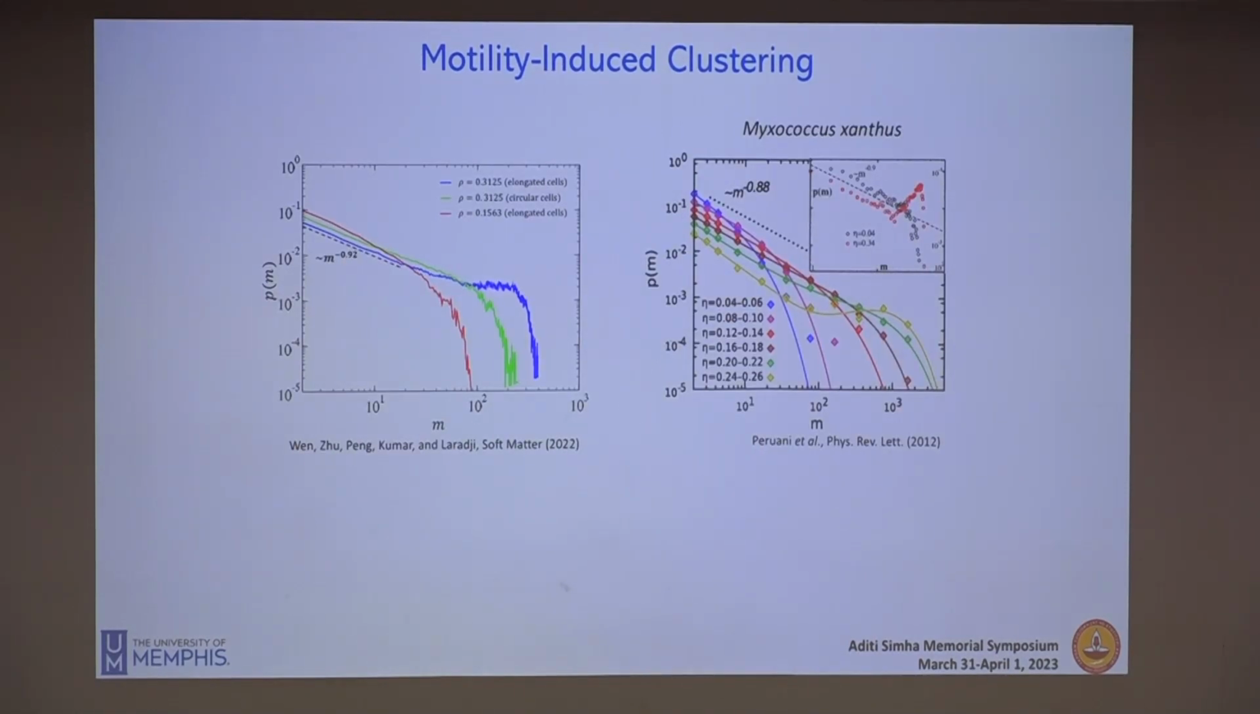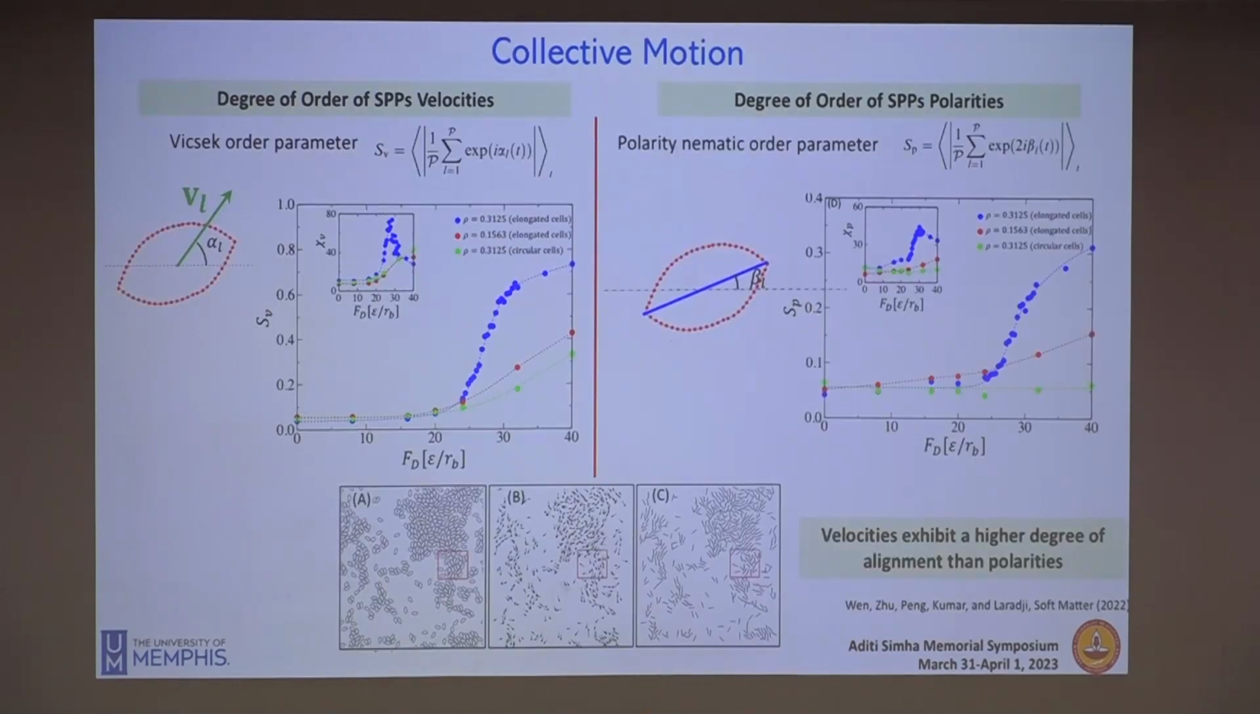Actually, this is just a comparison with the data that we have, and the power law of the cluster size distribution with experimental values. So you see the same behavior and the same power law, etc. So the model is nice, despite its simplicity, in looking at collective behavior.